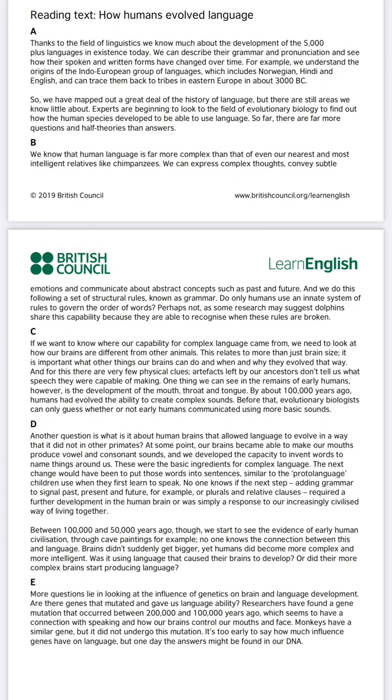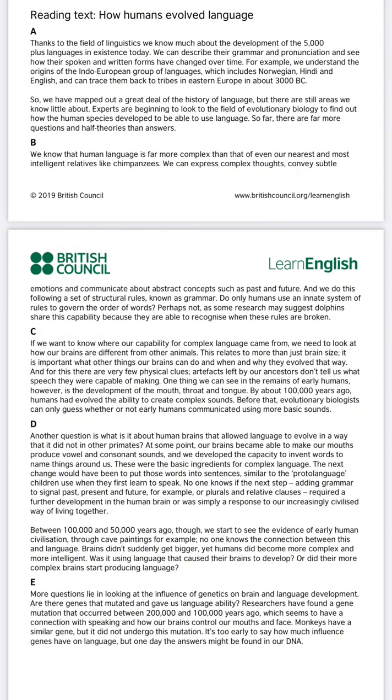Brains didn't suddenly get bigger, yet humans became more complex and more intelligent. Was it using language that caused their brains to develop, or did their more complex brains produce language? More questions lie in looking at the influence of genetics on our own brain and language development. Are there genetics that mutated and gave us language ability?